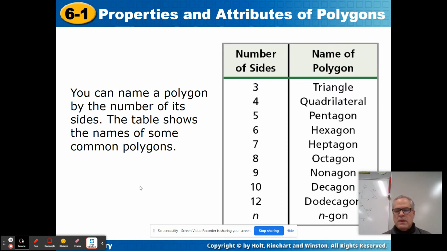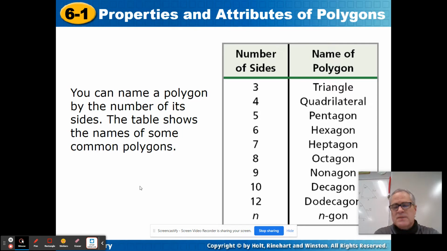Okay, now you can name it by the number of sides, and I get asked this a lot. Do we have to memorize these? And the answer is no, but a lot of them you probably already know. Triangle, right? Quadrilateral means 4. Probably know pentagon and hexagon. Most students, heptagon is one that's new.